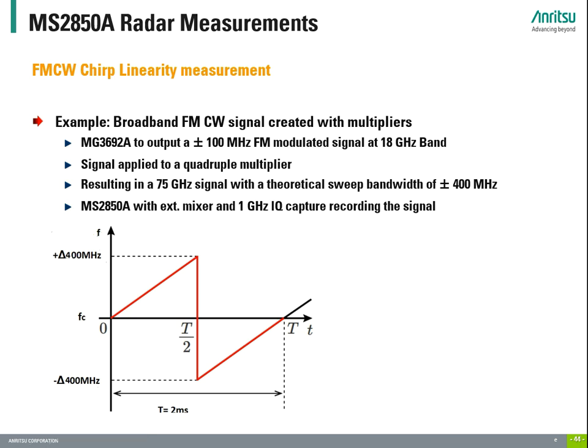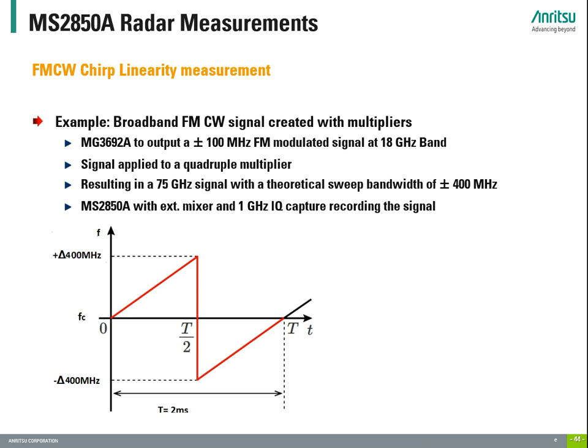To bring the subject to more vivid life, consider the following experiment. An Anritsu MG3692A signal generator, that is an old model, generates an FM modulated signal at 18 GHz with a deviation of plus minus 100 MHz in the so-called unlocked wide operation mode. This signal is then upconverted to 75 GHz with a so-called quadrupler.